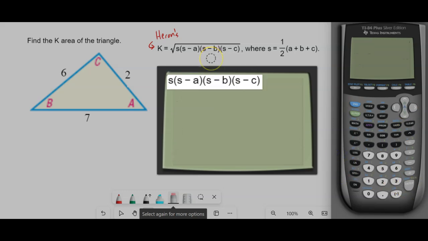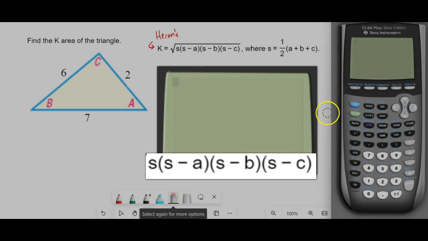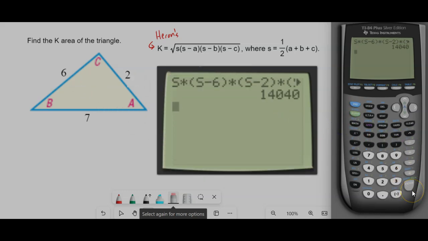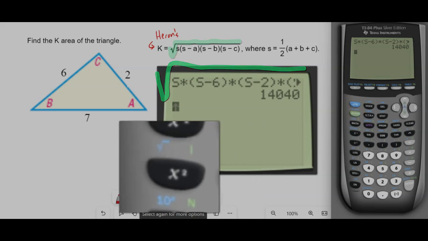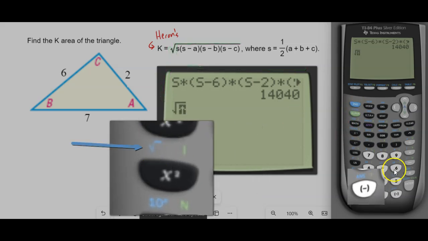So I'm going to type what's under the radical. All right, the only difference is instead of A, B, and C, I'm going to put in 6, 2, and 7. So there's my product of all those S's, and S minus A's, and S minus B's. And now I'm going to take the square root of that, with second, square.